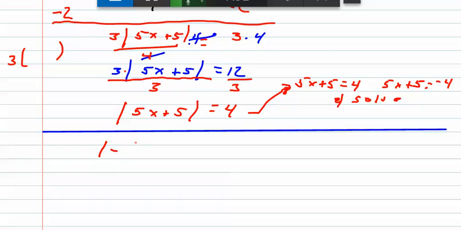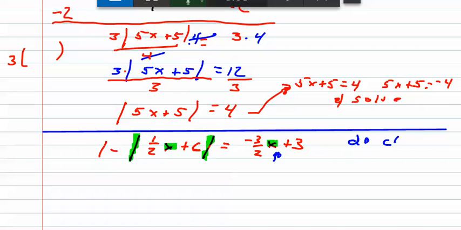1 minus the absolute value of 1/2 x plus 6 equals negative 3/2 x plus 3. Now, here's my absolute value. I have an x here, I have an x here. This x right here, it's an arrow. That x there is outside. I need to do a check. No options here. Must do the check.